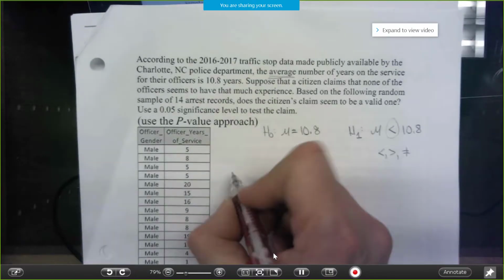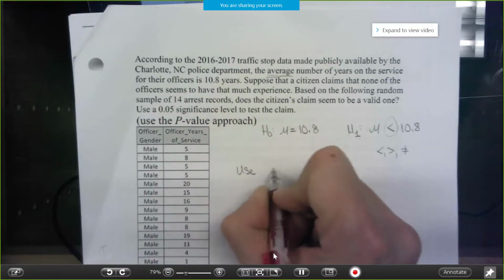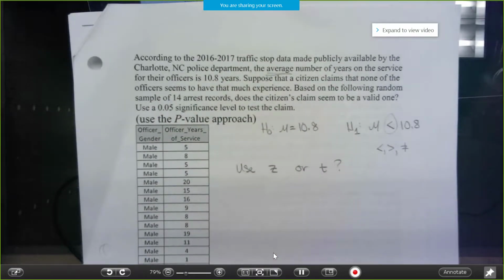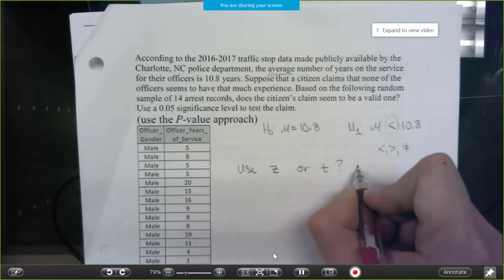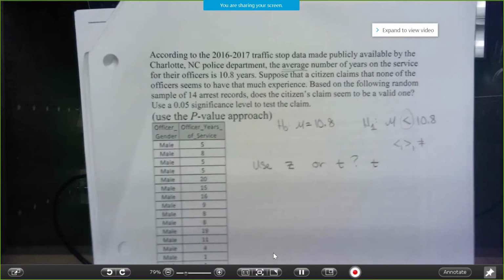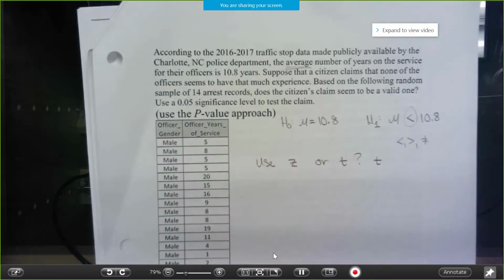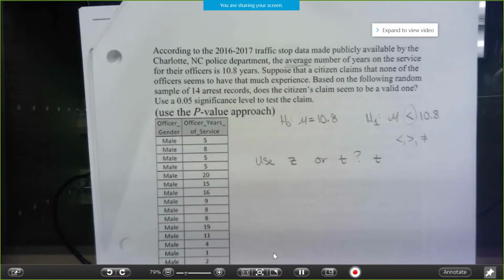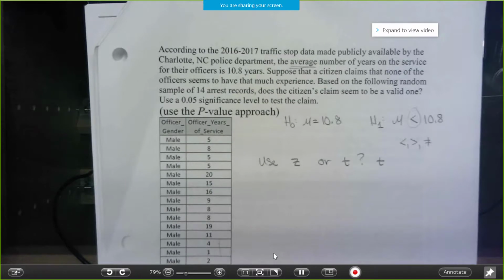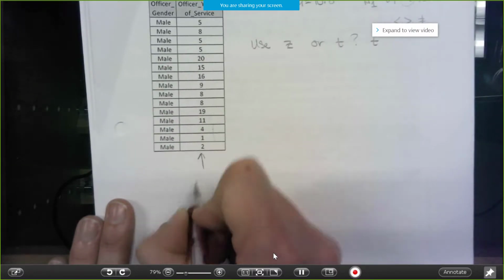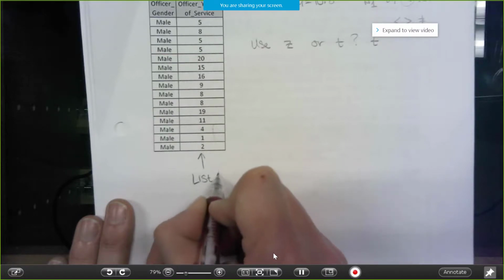And are we going to use z or t for this test? t, right? Because they don't tell us the population standard deviation. Okay, so the first thing I want to do is, in the 14 randomly selected, all of the officers happen to be male, and this was how many years they've been on the service. So what we need to do is put all of this into list 1.